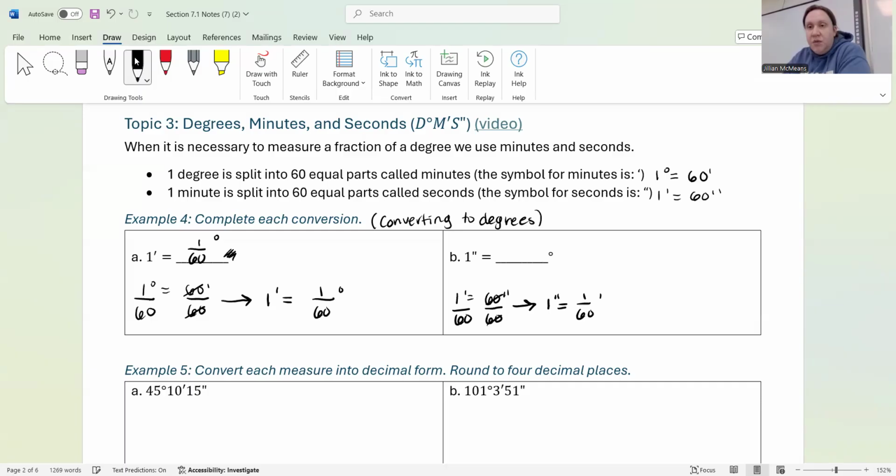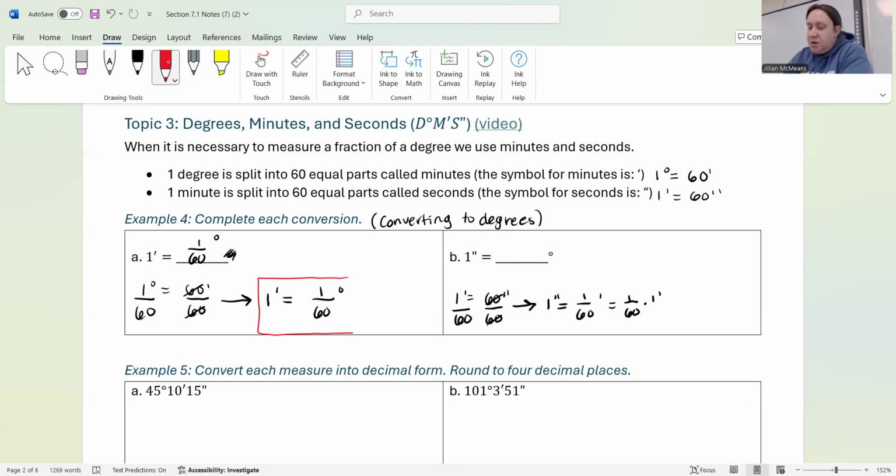Well, darn, we've got it as minutes, but we need to convert so we get 1 second as some portion of a degree. So I'm going to rewrite this right here. I'm going to say, okay, it's 1/60th times 1 minute. And then we have to ask ourselves, do we have some conversion that relates minutes and degrees? Well, yeah, we just found that in part A.